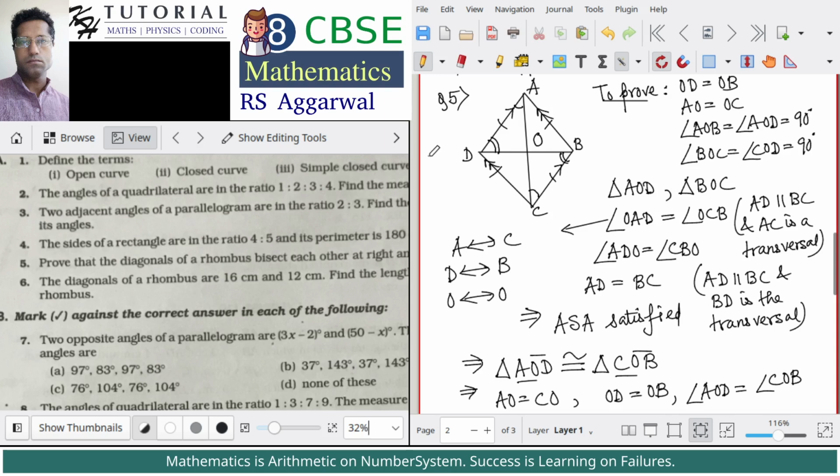We have to actually prove that in triangle AOD, angle OAD plus angle ADO is equal to 90 degree. How do we prove that? This angle equals to this angle.